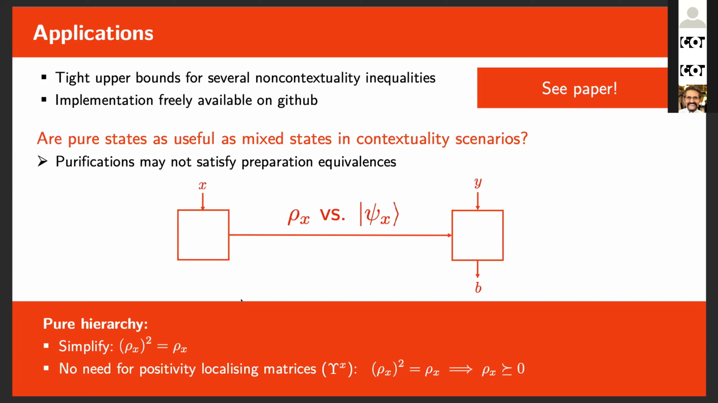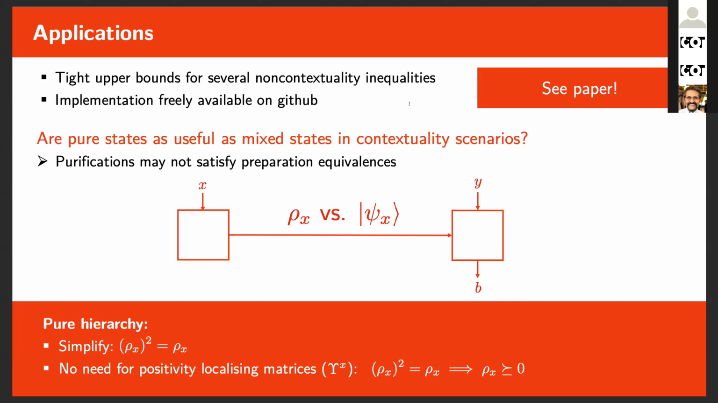It's not particularly important. But the problem with contextuality is that if you take a purification, the purification might not itself satisfy the operational equivalences. So it might not give a valid solution to the quantum scenario, if you like. And then we can ask, well, can we, for example, obtain a better violation of an inequality using mixed states than pure states? This would be something you don't get with Bell inequalities, for example.